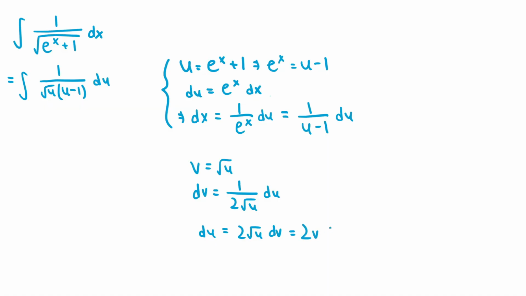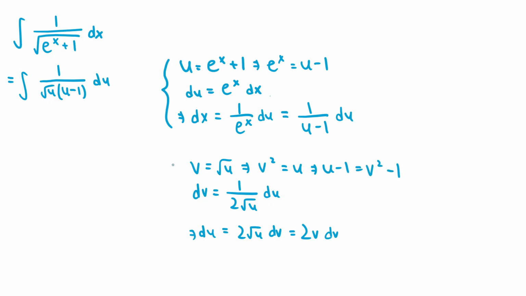And since we let v equal the square root of u, 2 square root of u dv is just equal to 2v dv. We would also like to find an expression for u minus 1 entirely in terms of v, and since we let v equal the square root of u, this implies that v squared is equal to u if we just square both sides, and if we subtract 1 on both sides, we just get u minus 1 equals v squared minus 1.